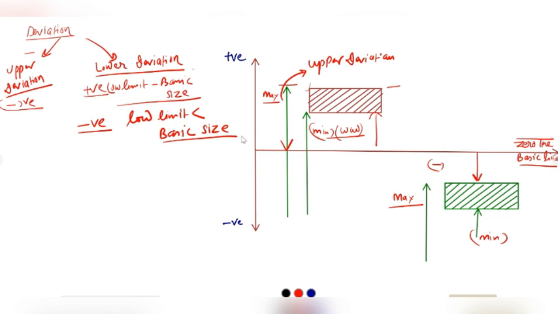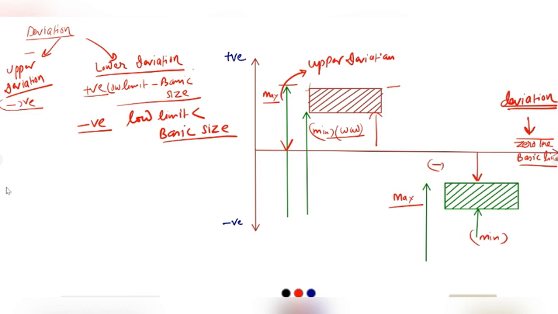Now next is the zero line or basic line. I told that at this particular line the deviation will be zero, and it is a line of zero deviation. So at this line deviation will be zero, and this is also the basic line or the nominal size, which represents the design condition for a particular product.